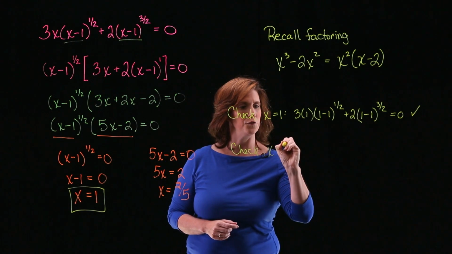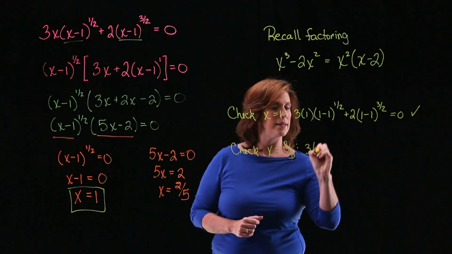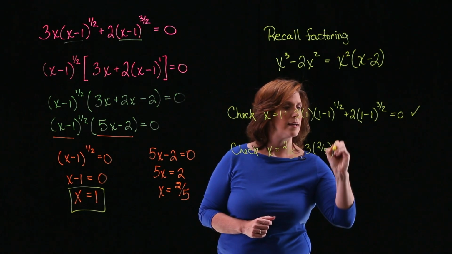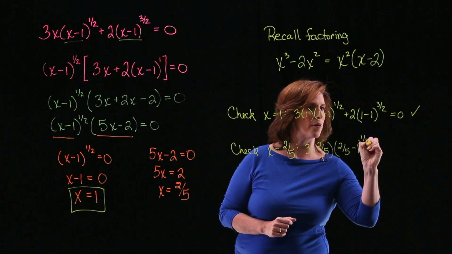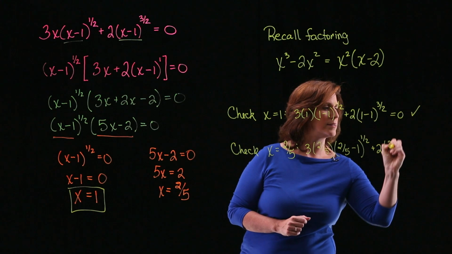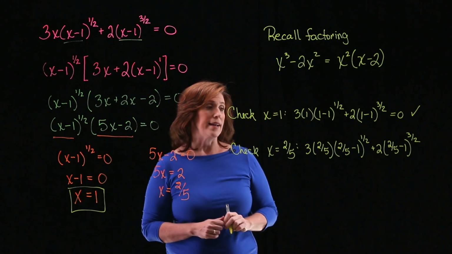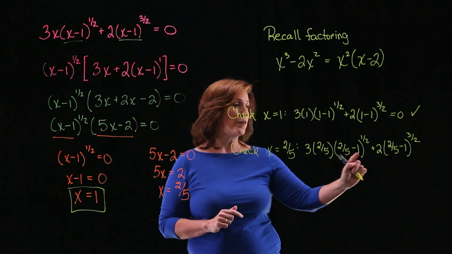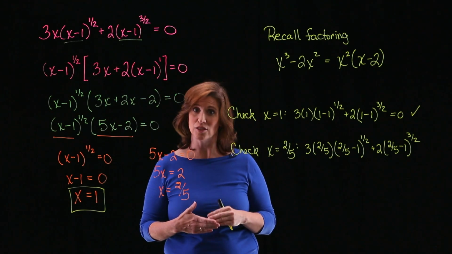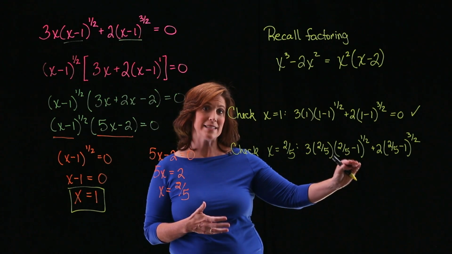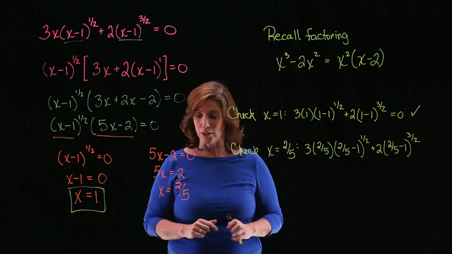Now let's check x equals 2/5. I'm going to take 3 times 2/5 times the quantity 2/5 minus 1 to the 1/2 power plus 2 times 2/5 minus 1 to the 3/2 power. Right away I can see a problem. 2/5 minus 1 is a negative number. Remember, when you're raising something to the 1/2 power, that's like taking the square root of it. And because you can't take the square root of a negative number in the real number system, x equals 2/5 turns out to be an extraneous solution.